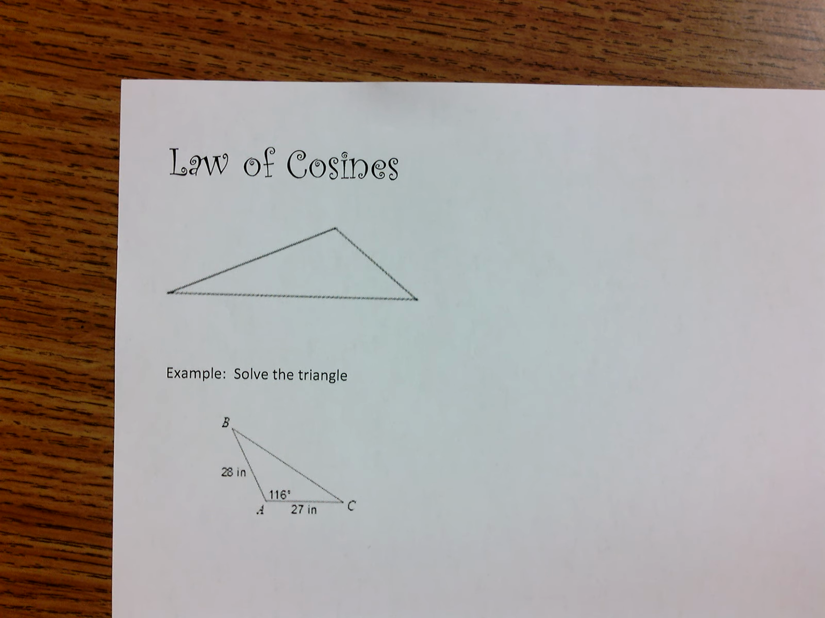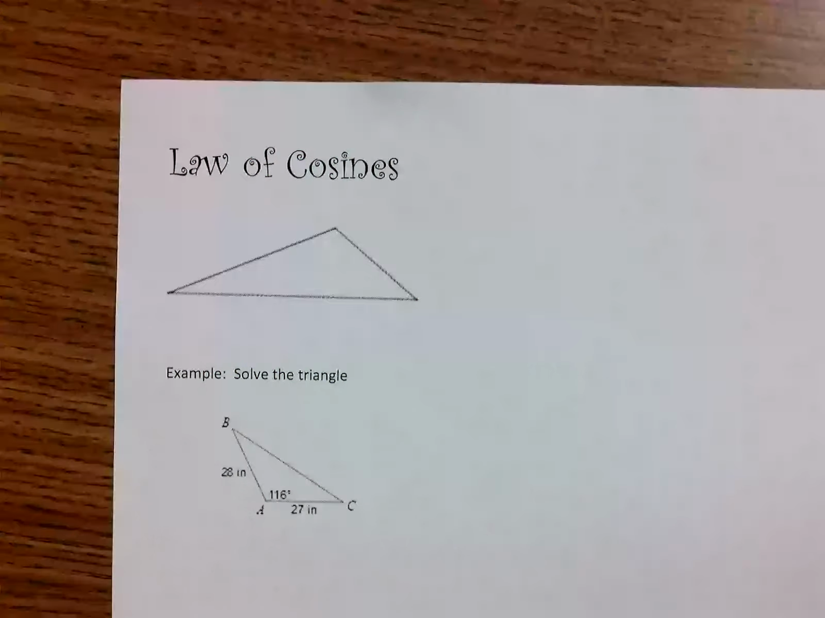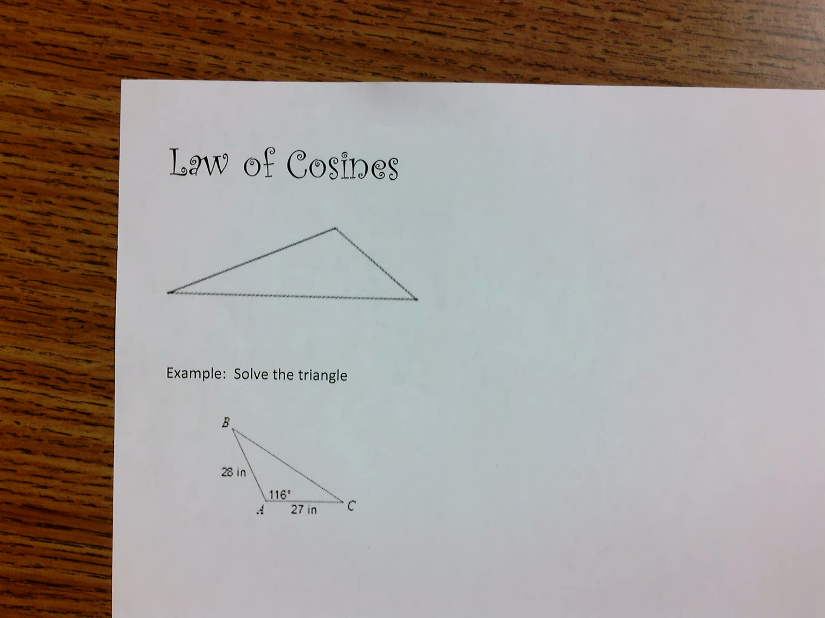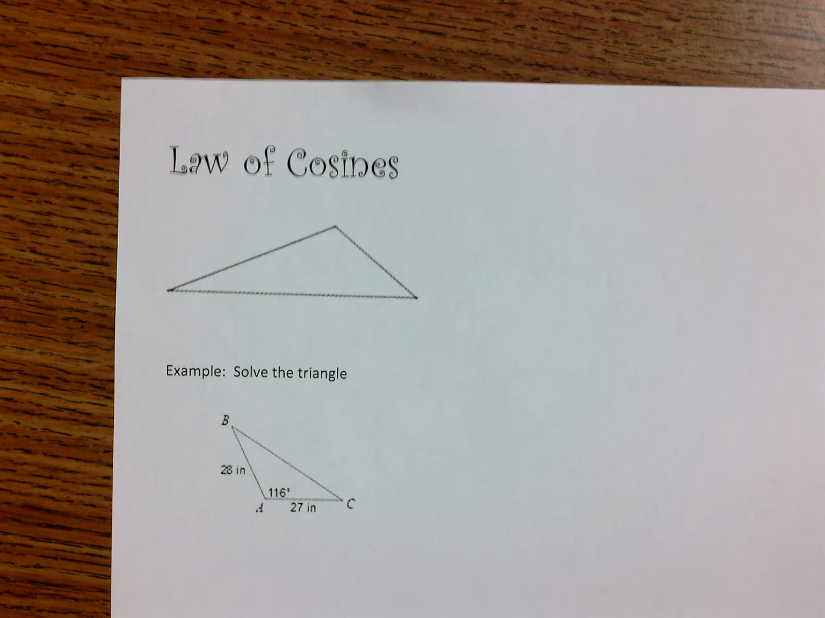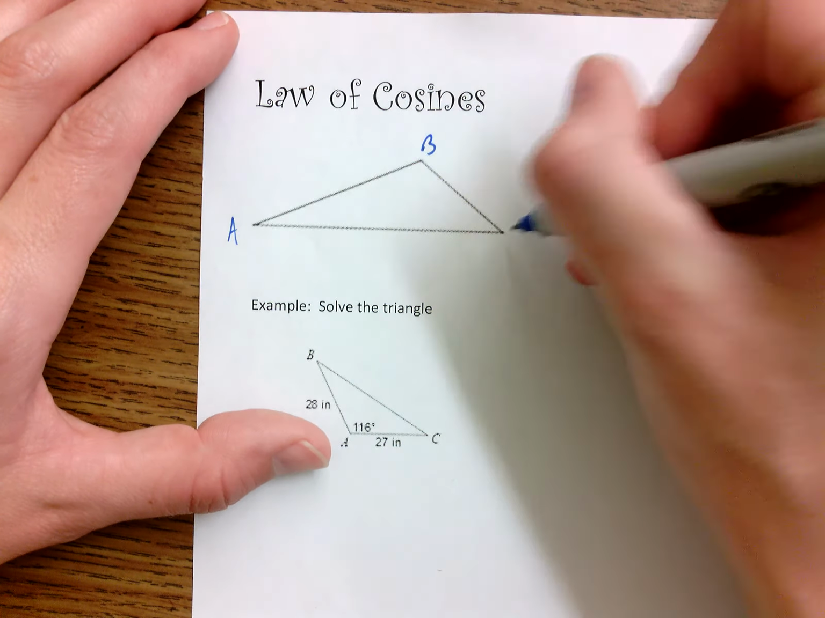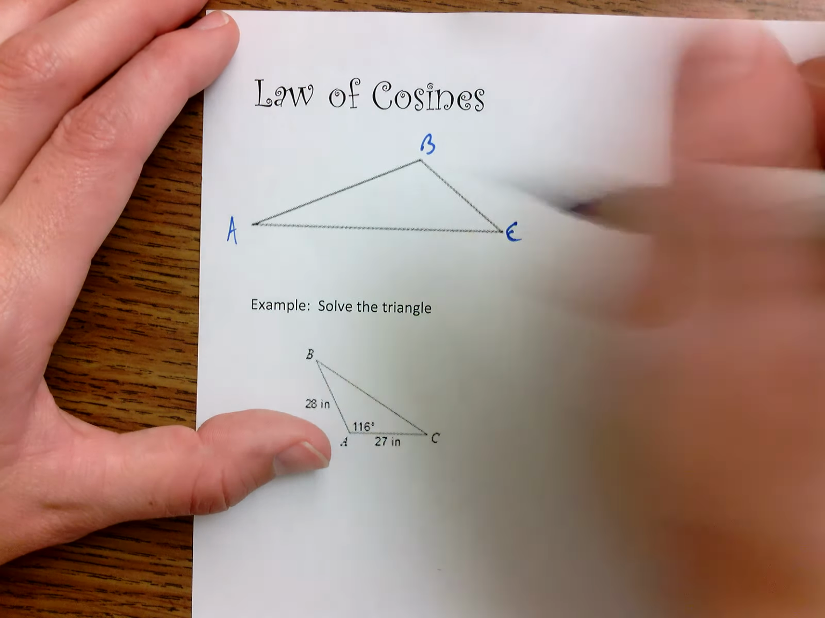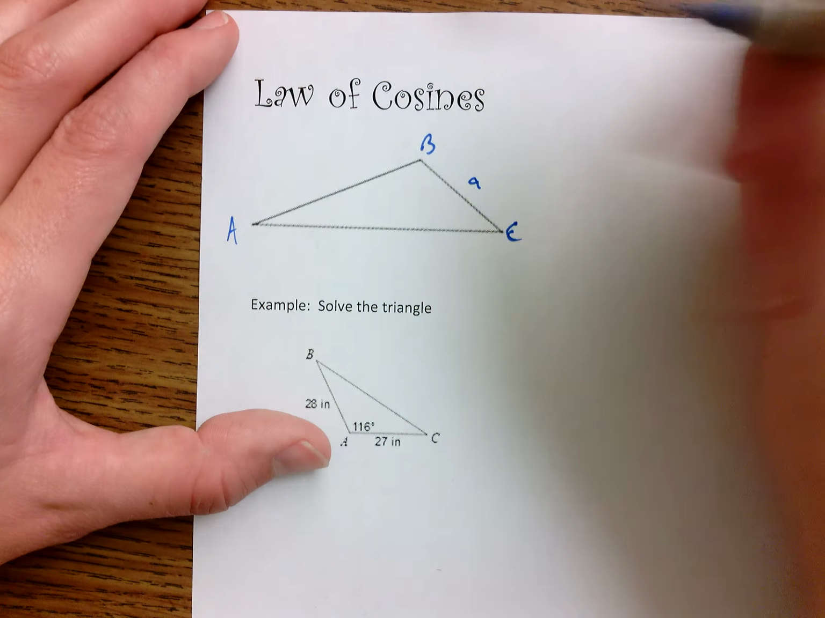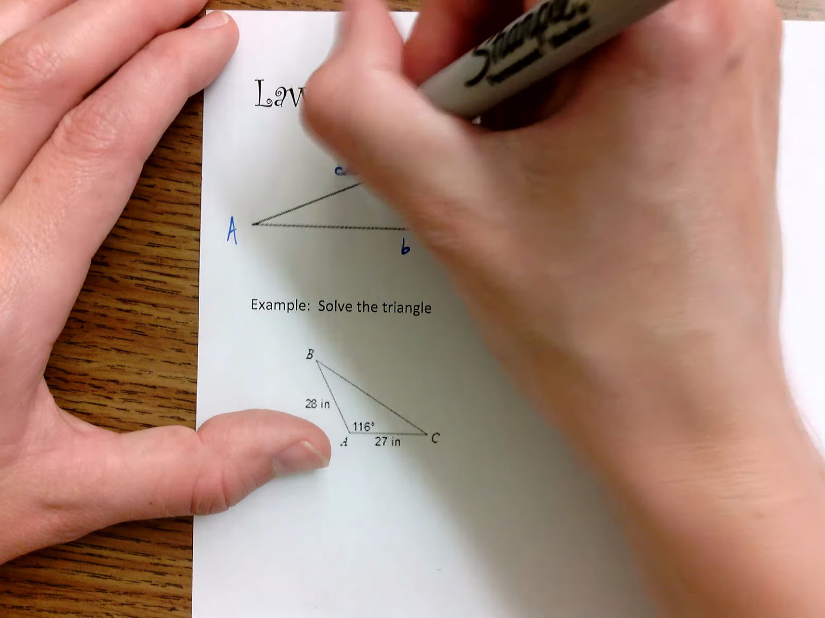Now I will warn you, I think the law of sines is easier than the law of cosines. So if at all possible, stick with the law of sines. But again, you can only do that if you have the opposite pair. All right, so let's take a look at this. Here's my triangle ABC, which means that this is opposite side A, this is opposite side B, this is opposite side C.